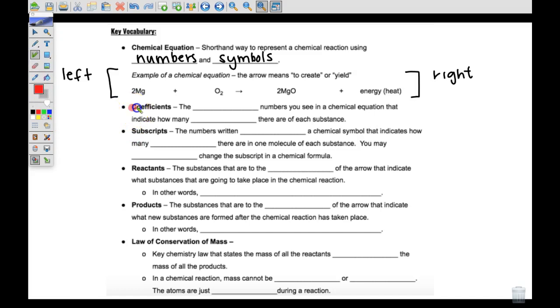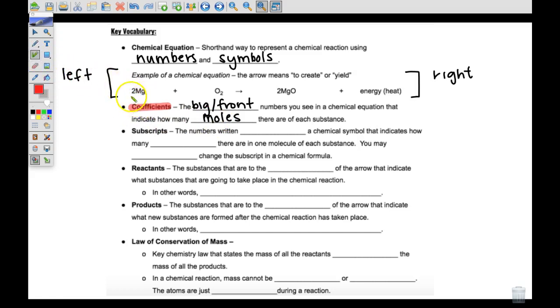Our first vocabulary word is coefficient, and a coefficient is the big or front numbers that one sees in a chemical equation that indicates how many moles there are of each substance. So a mole in chemistry is a counting unit, and that's what our next unit really focuses on.